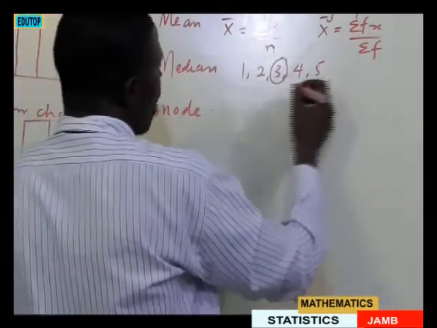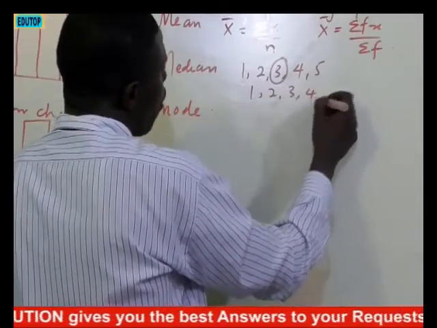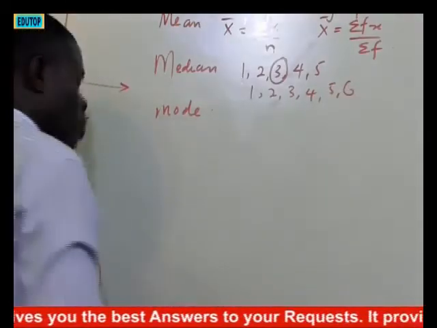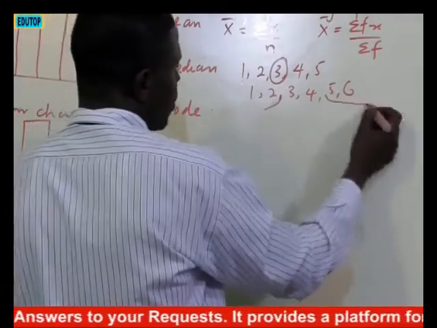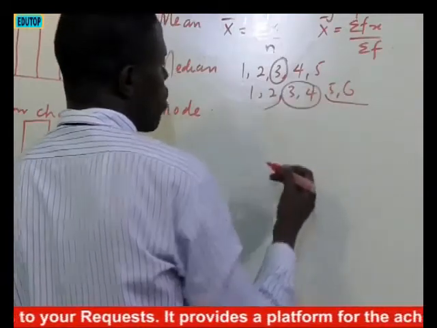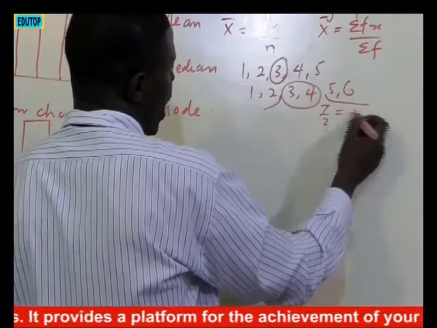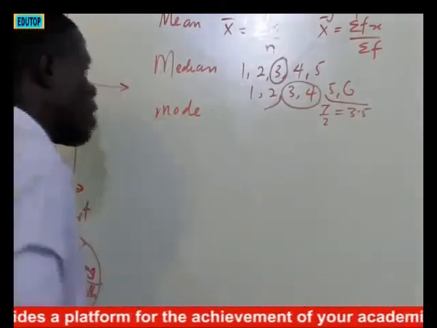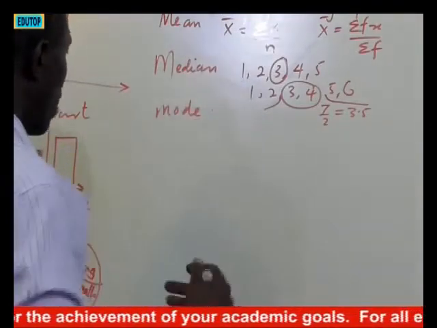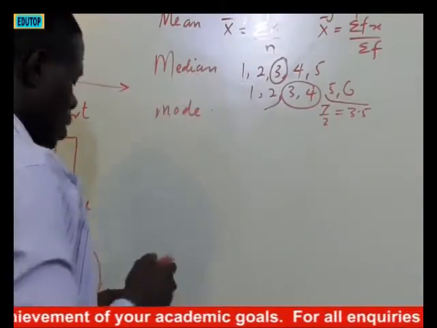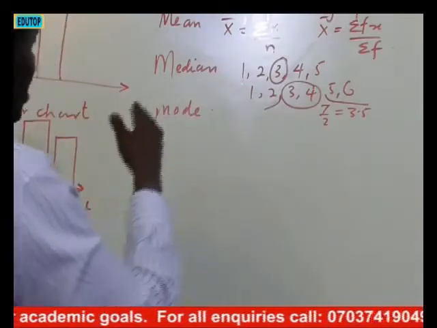For a case whereby you have 1, 2, 3, 4, 5, 6, you can see that this one is even now. In this respect, we have 2 on this side, and 2 on this side. So we have these 2 middle numbers. To calculate the median here, we add them up, which is 7, and divide by 2. That will be 3.5. That would definitely be the median. As far as median is concerned, it is not as technical as mean and mode.